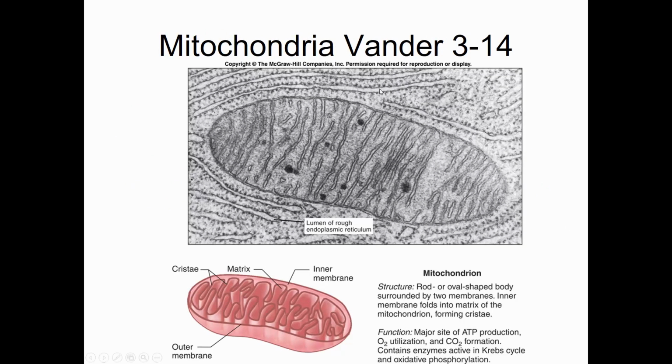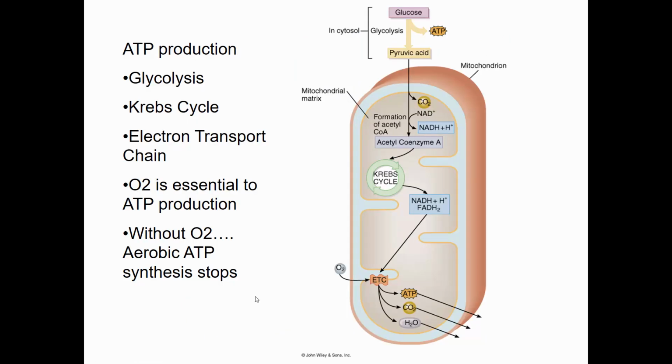So here we see a beautiful electron micrograph of a mitochondria. It's got a double membrane. So there's a membrane on the outside. There's a little inner space, and that space is where the hydrogen builds up from the electron transport chain, and then inside here is the matrix, and that's where the enzymes of the Krebs cycle are. So mitochondria make ATP.